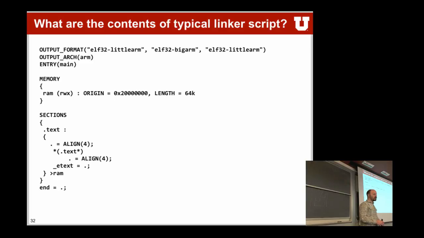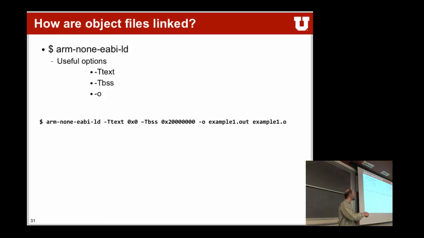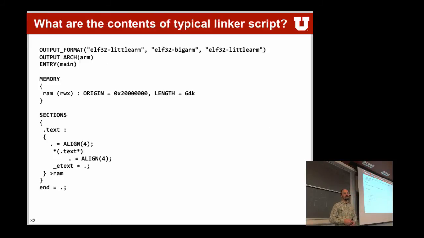This is what a linker script looks like. Instead of giving all the parameters to the linker on the command line, which can sometimes be very tedious, you write a linker script. This is a very simple linker script. What you tell it in here is you have a memory location, specifically RAM. RAM is read, write, and executable. The origin is at 2000, and we have 64K of it.